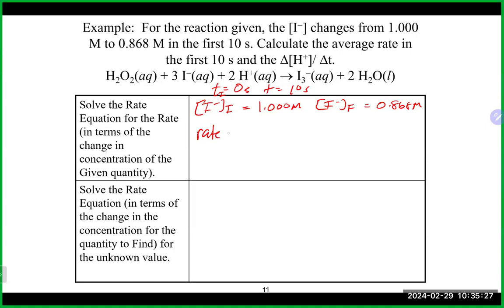The rate expression for our I minus that was given to us would be -1/3 because of the coefficient and it's a reactant. The change in the concentration of I minus over the change in time. We also can write the rate expression for H plus, which we're interested in as well. The rate is equal to -1/2 the change in the concentration of H plus over the change in time. So obviously we do have the information for I minus, so we could put our information into that rate expression.